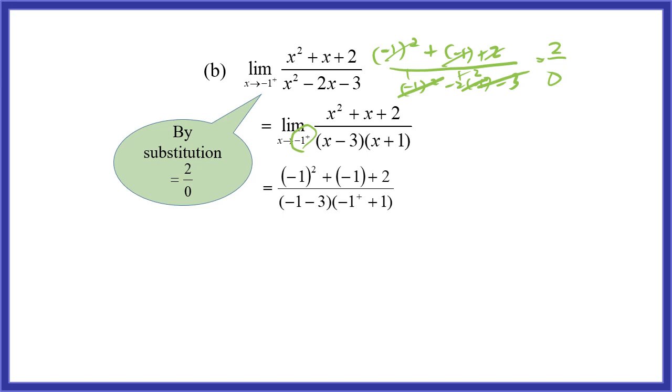So if we substitute negative 1 into the function we have now, at the top still 2, but at the bottom it's (negative 1 minus 3) multiplied with (negative 1 plus 1). So negative 1 from the right side, what are the numbers near negative 1 from the right side? If we list out, we get negative 0.9, negative 0.999, and it's coming from 0, right?